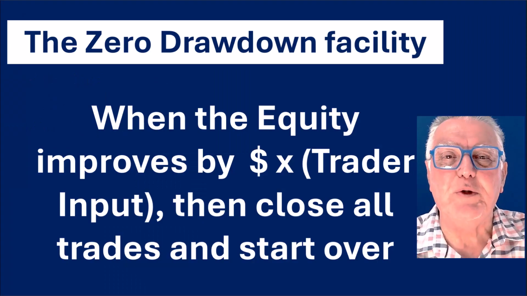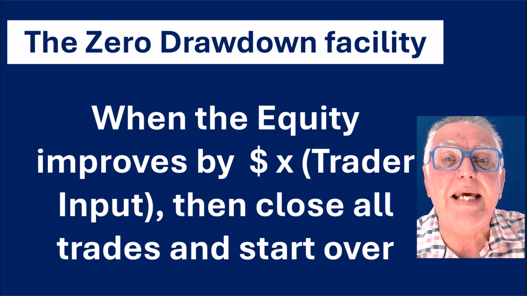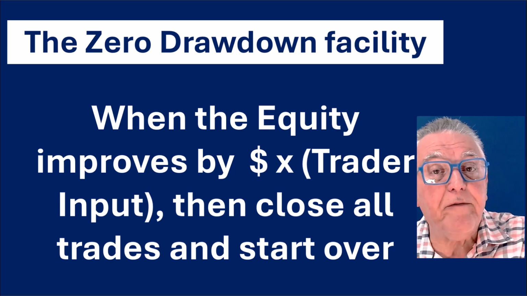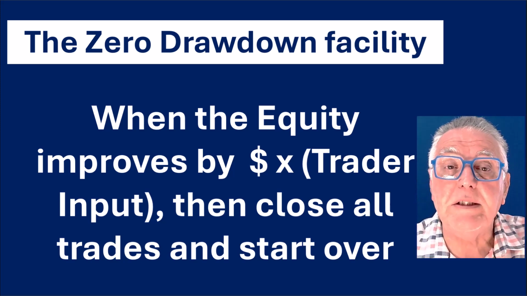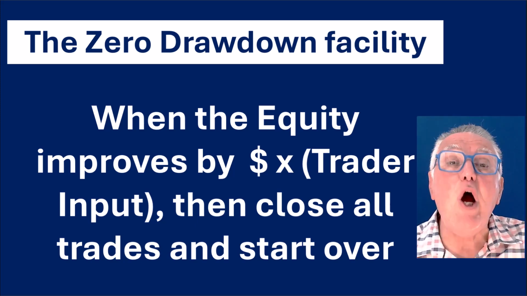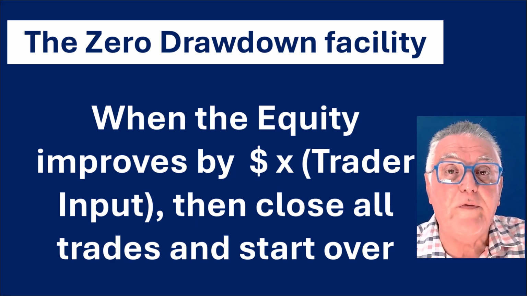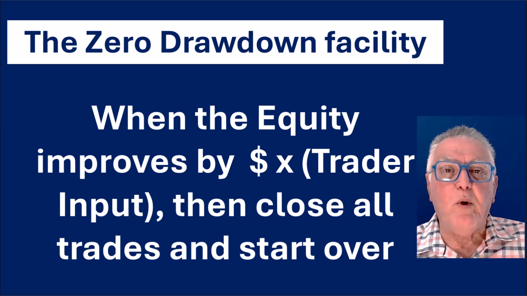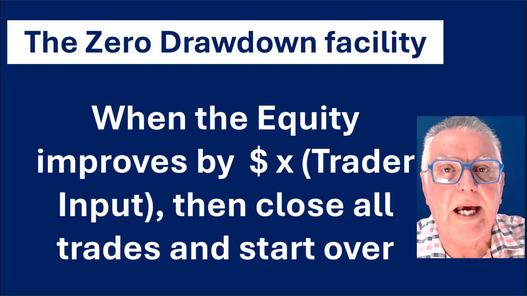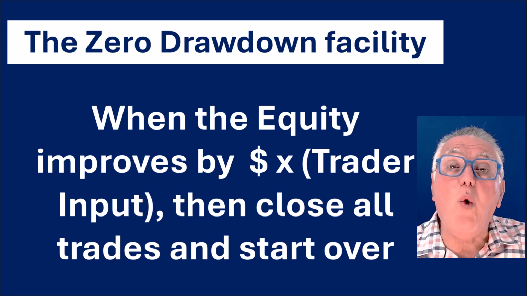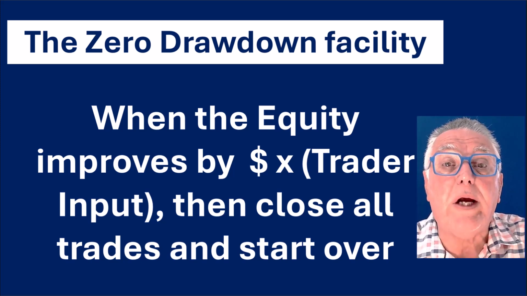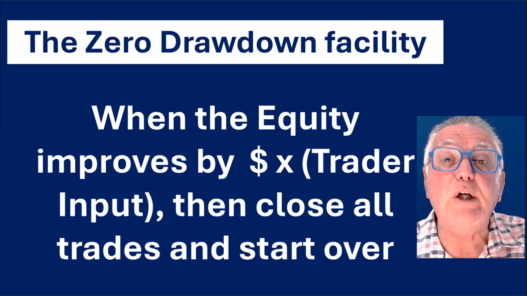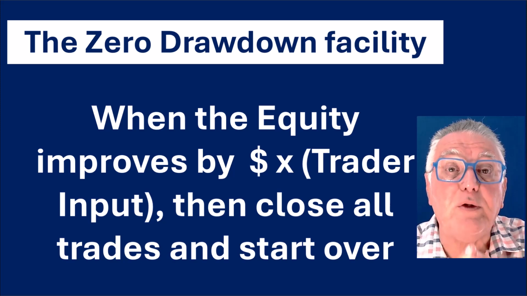So how does the zero drawdown facility work? Basically, it says when the equity improves by X amount, it could be $100, it could be $150, it could be $200, and that's a trader input, then close all the deals and start all over again. Now, what is the purpose of that? Firstly, it's banking the gains. That's a very important aspect of trading. You need to bank your gains. The second one, it closes all the deals, so there is no drawdown. There is zero drawdown at that particular point. And that's why we call it the zero drawdown facility. You reduce everything to a zero drawdown.